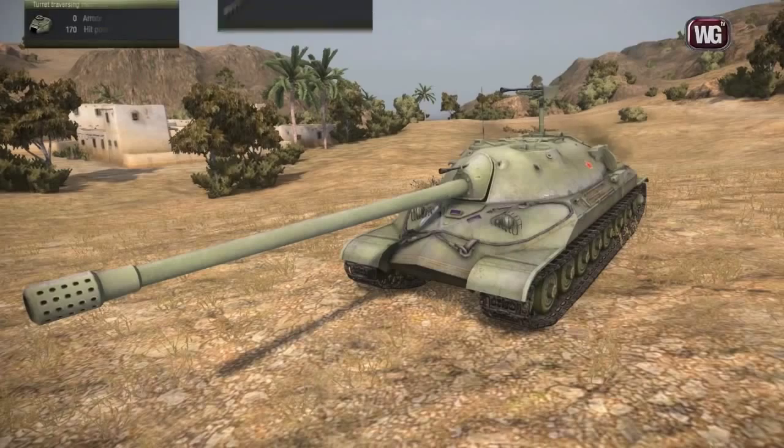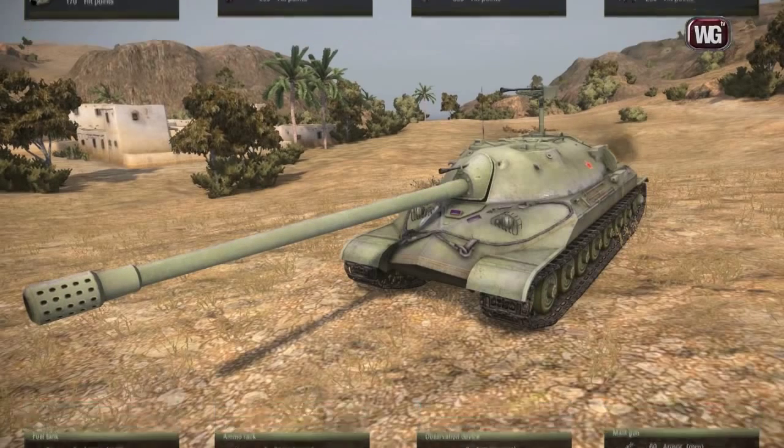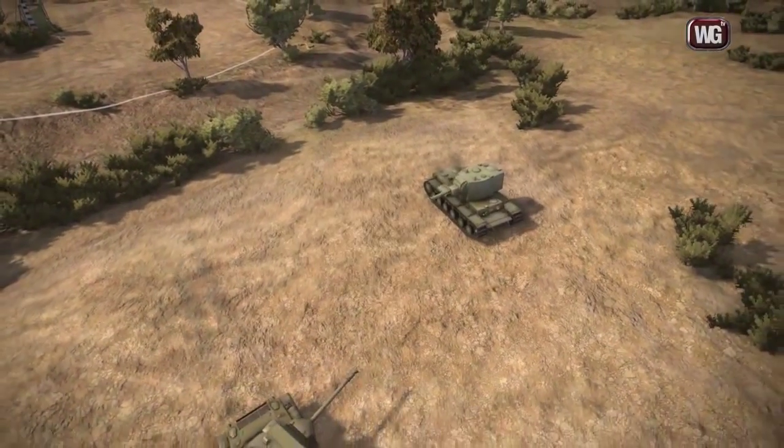If a shell hits an external module, such as the tracks, main gun, or observation devices, there will also be no ricochet regardless of the impact angle. Modules have their own damage model. Every module has its own armor and hit points. Also, the rules for estimating armor thickness cannot be applied to modules. The thickness of armor you must penetrate always stays the same.